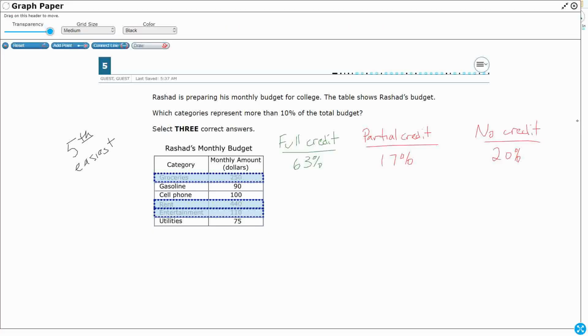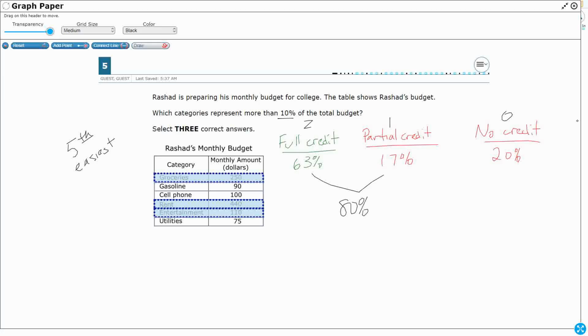So this was the fifth easiest question, even though this was a multi-select, or hot spot actually. And you see 63% of our students got it correct. Put that together with our partial credit, and at least 80% of our students got 1 point or 2 points. Because what made this simple?